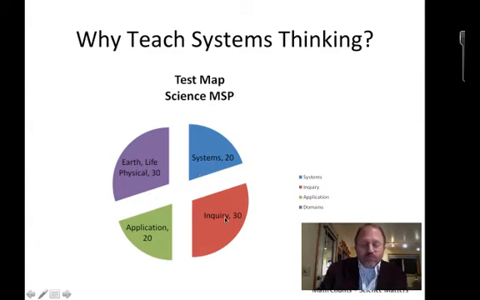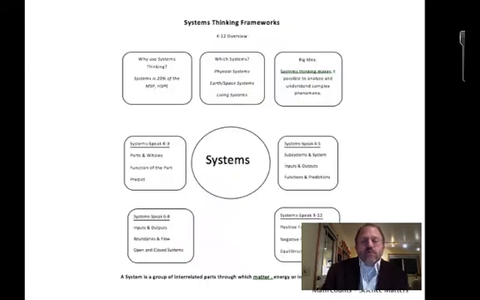But anyway, that's the breakdown for the test map and why it's important, not only because we want students, as I mentioned earlier in the other section, to be systems thinkers, but we would also see that it is definitely a part of the state assessment. It's definitely what we are asking students to do in our standards.